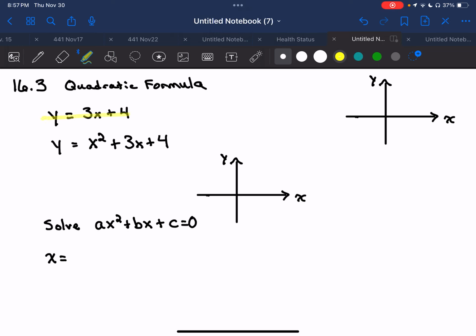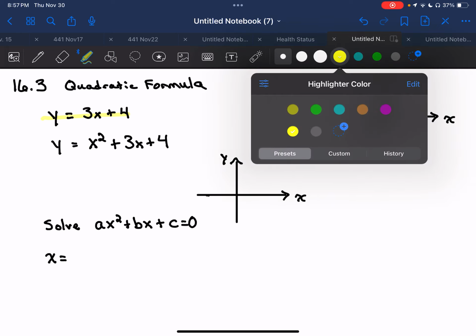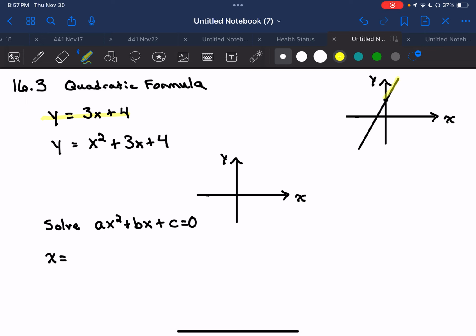So, linear here is something like y equals 3x plus 4. If I graph that, I have a y-intercept of 4 and a slope of 3, some kind of a straight line. So that's what the graph of this type of equation looks like, a line.